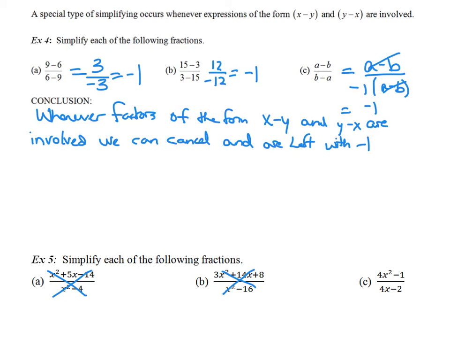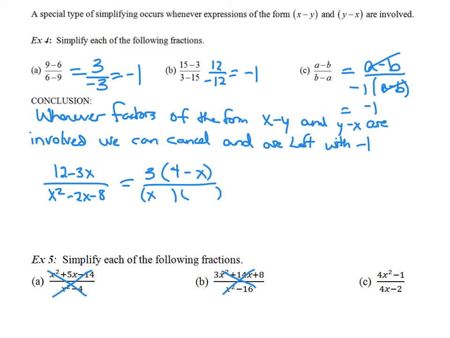My new example is going to be 12 minus 3x over x squared minus 2x minus 8. So both the numerator and the denominator have polynomials, so I'm going to factor. In the numerator, there's going to be a GCF of 3, so that leaves me with 4 minus x. In the denominator, I'm going to factor this trinomial, and I'm going to get an x times x, then a minus 4, and a plus 2.